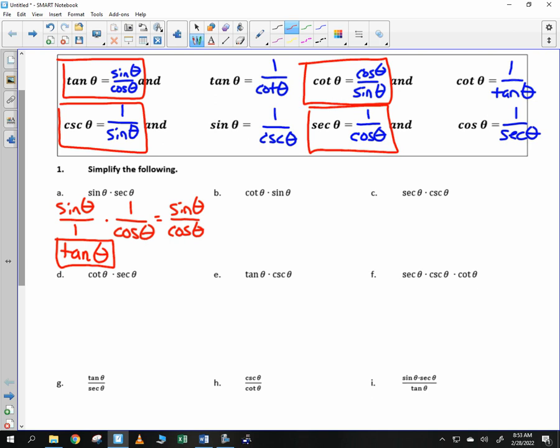It shouldn't feel real natural right away. It should look a little bit odd. We'll be doing many examples to help it sink in better. Give it some time and you should be fine.